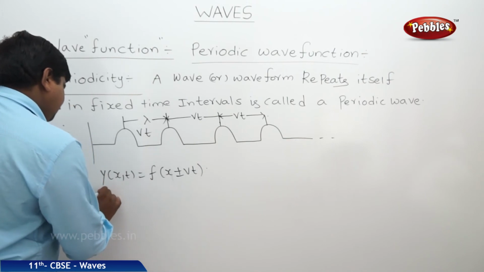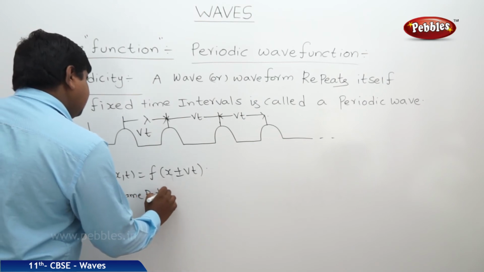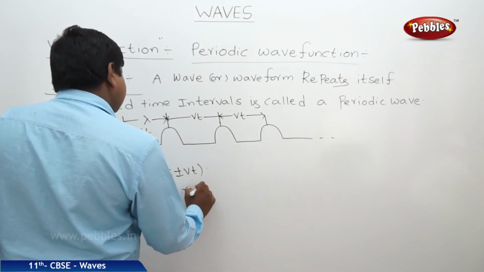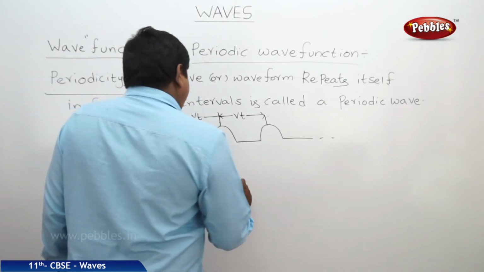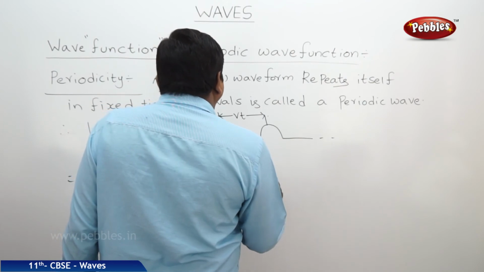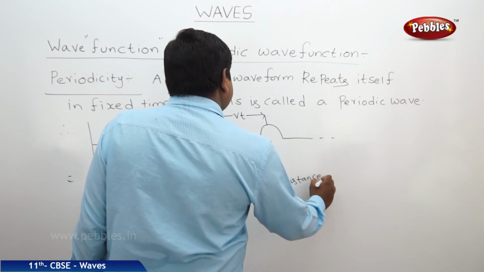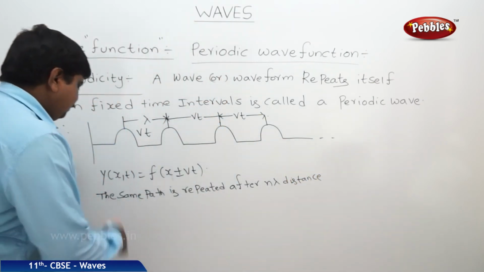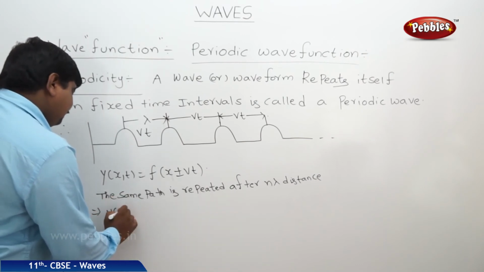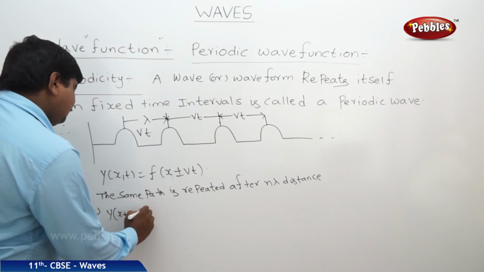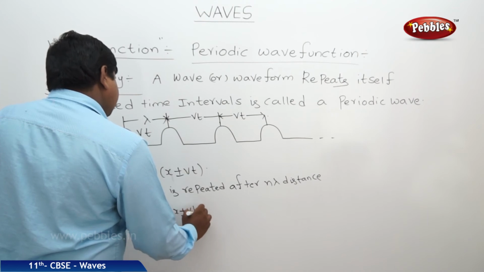Therefore, the same path is repeated after n lambda distance. So the equation of periodicity can be written like this: y of x plus n lambda comma t is equal to f of x plus or minus vt.